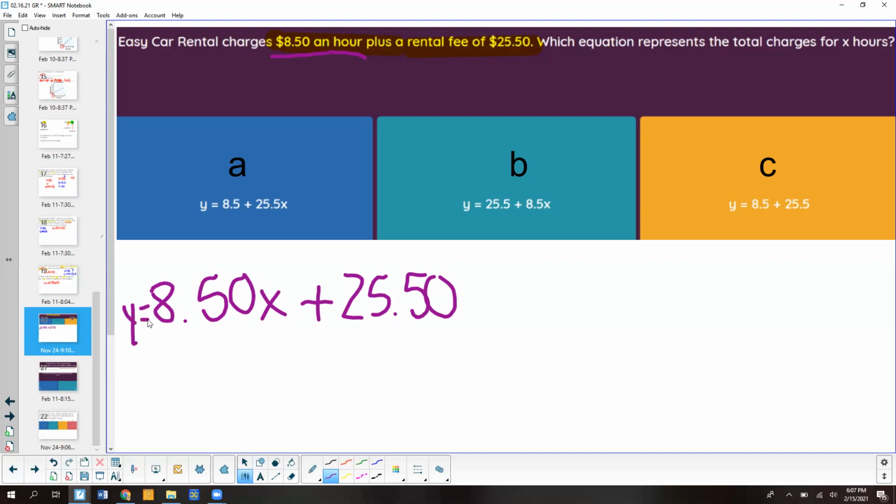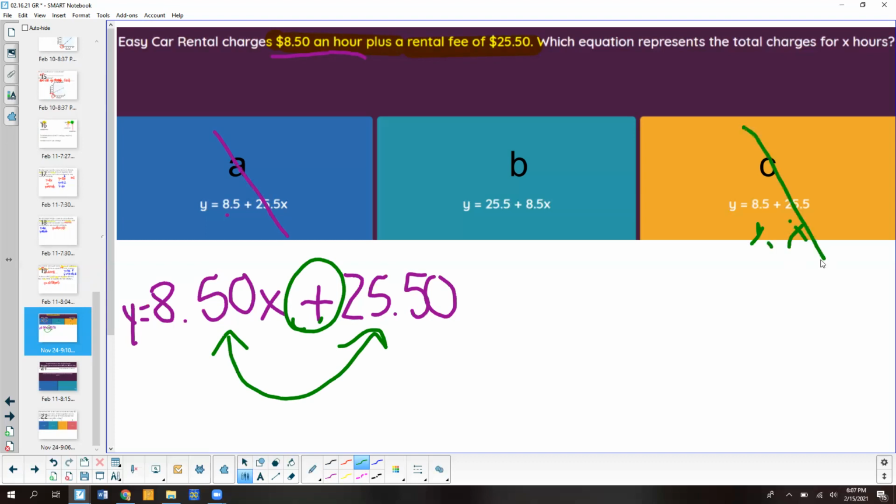So let's look at these. We've got 8.5 plus 25.5x. That's not right because that 25.50 isn't the number that's changing. We've got 25.5 plus 8.5x. Some of you might be looking at this and thinking, oh, those are flip-flopped. But in this case, if it's flip-flopped and we're just doing addition, that's okay. And in this last one, there is no x or variable term, so that one's incorrect. So B is our correct answer.